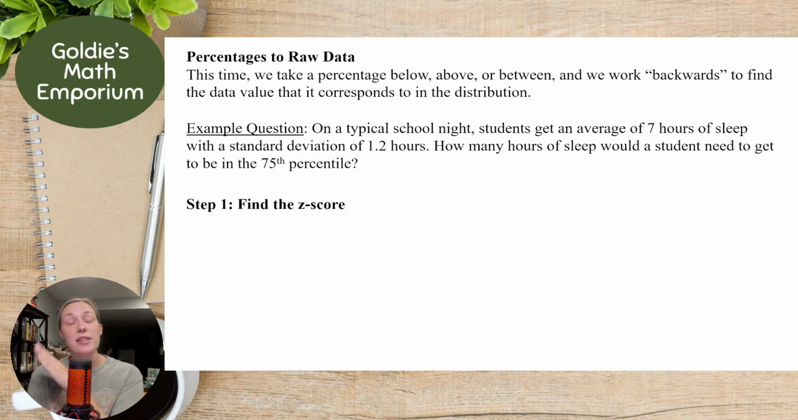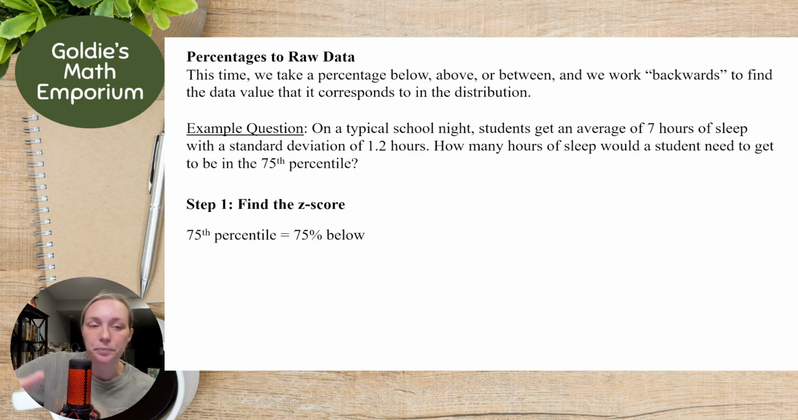Z-scores are going to be the in-between step for all of these problems. When we went from raw data to percentages, we calculated a z-score in between. To go from percentages to raw data backwards, we're going to calculate a z-score between. So we have to find the z-score that's going to correspond to the 75th percentile. Remember, interpreting percentiles is percent below. So we need 75% below.